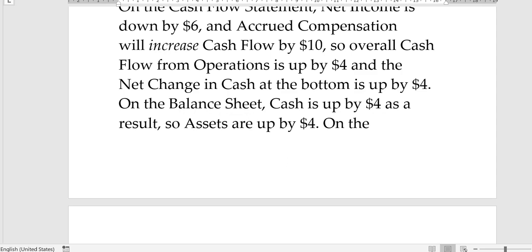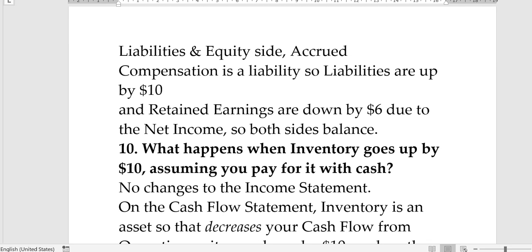On the balance sheet, cash is up by 4 as a result, so the assets are up by 4. On the liabilities and equity side, there is the accrued compensation liability, so the liabilities are up by 10. Retained earnings are down by 6 due to net income, so both sides balance.